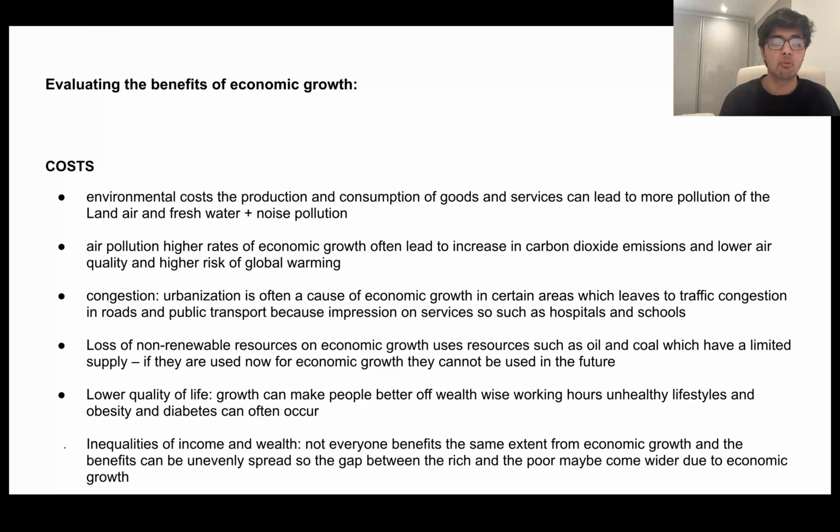A lower quality of life. Though growth can make people better off wealth and monetarily wise, working hours might increase, leading to unhealthy lifestyles, and obesity or diabetes can often occur. And lastly, inequalities of income and wealth. Not everyone benefits the same from economic growth, and benefits can be unevenly spread, so the gap between the rich and the poor may become wider due to economic growth.